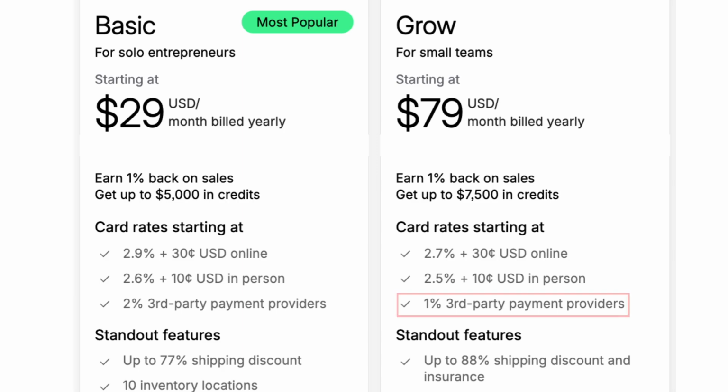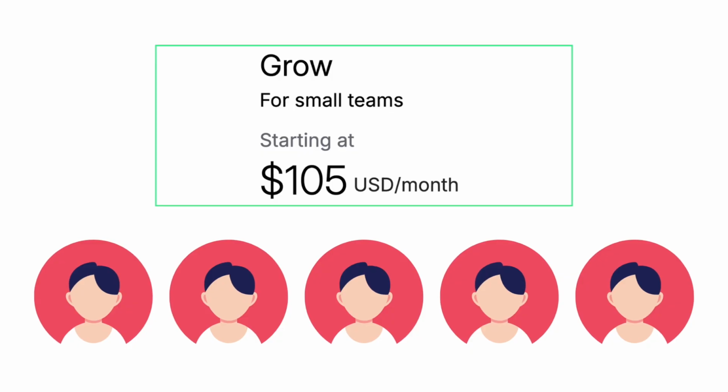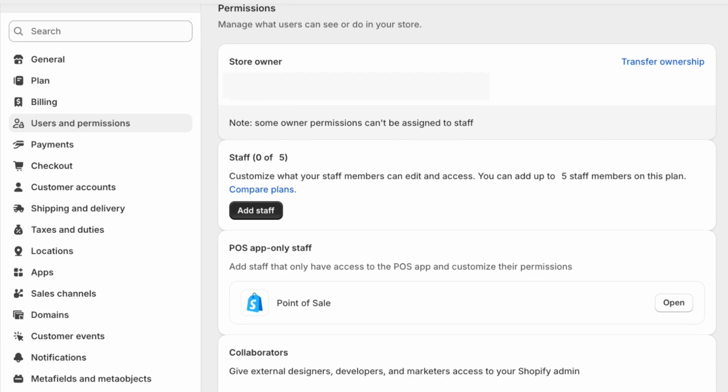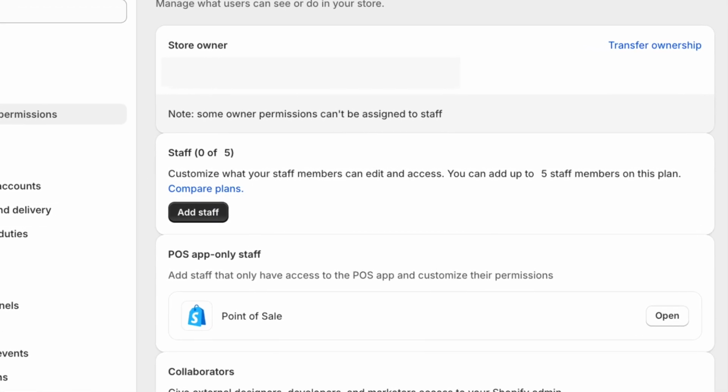On this plan, you'll be charged 1% on sales by Shopify if you use a third-party payment gateway. But for most merchants, the biggest selling point of this plan is simply the multi-user access it provides. If more than one person needs to work on your store, Grow is the cheapest Shopify plan that lets you facilitate this.